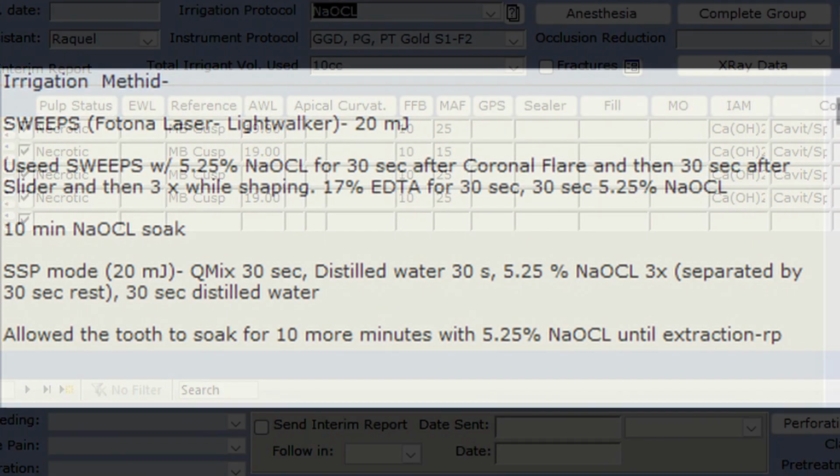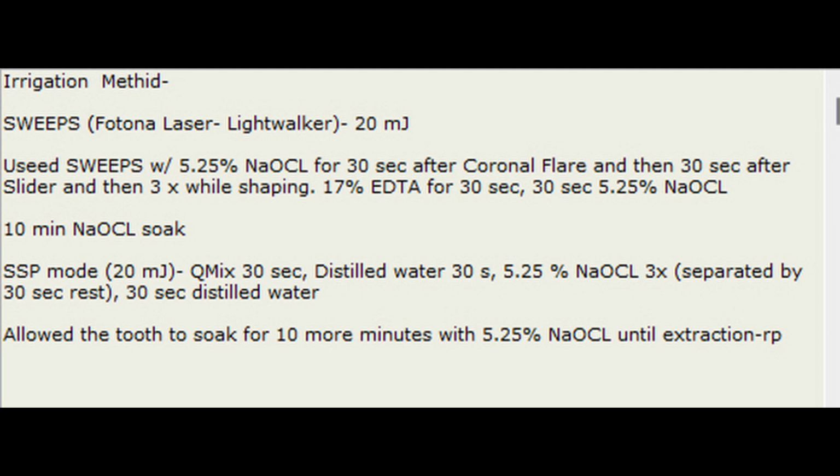The irrigation method was recorded in the notes as shown here, utilizing a Fotana Laser sweeps technique, as shown in this note. Sodium hypochlorite and EDTA were the irrigants used according to the sweeps protocol. Reed allowed the tooth to soak in bleach for 10 minutes just prior to the extraction.